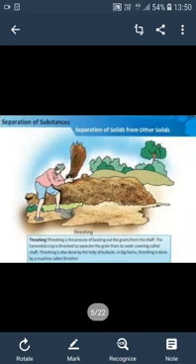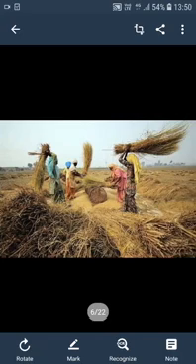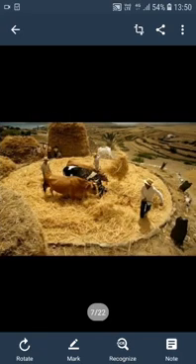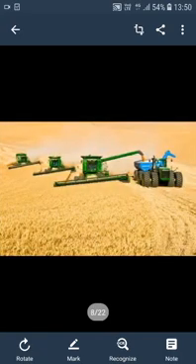Next is your threshing. See children, the farmers, after harvesting the crops, separate their grains from their stalks. That is what we call threshing. Usually threshing is done in three ways: one by manual method, next using animals, and your third method using machineries. Threshing done by machines, we call threshers. After threshing, the threshed grains still contain the chaff.